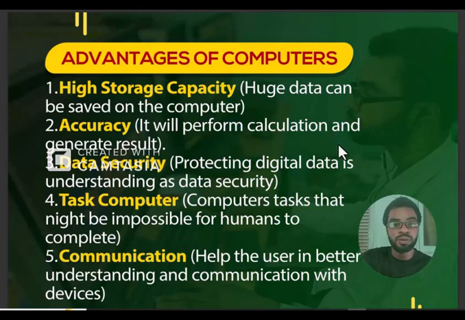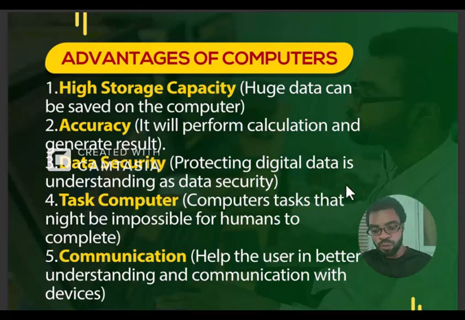So it's accuracy. We have data security. When you're using a computer, all your data are secured. Protecting the data is understood as data security. So we have tasks. Computers can perform tasks that might be impossible for humans to complete. We also have communication. A computer can help the user in better understanding and communication with devices.